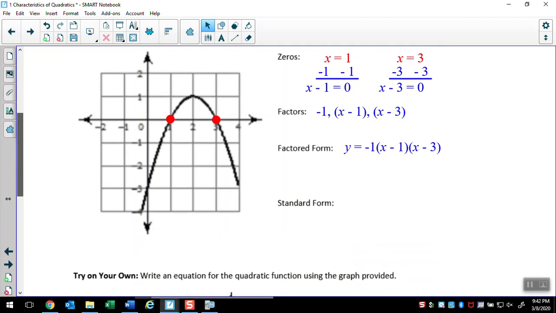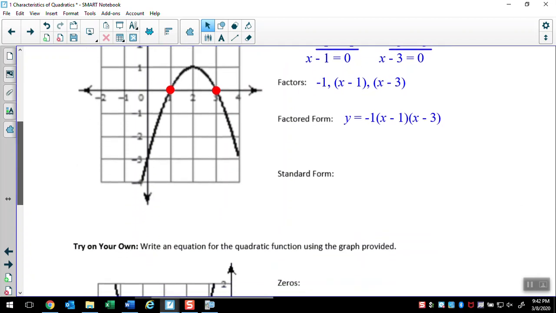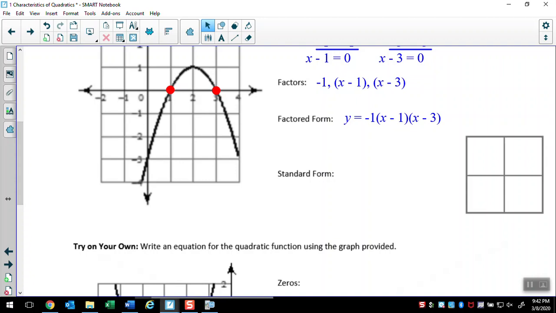Right, well now for my standard form, I'm just going to multiply all these together. So if we remember from last unit, I can make my box, and I can do my x minus 1 on the top and my x minus 3 on the side, and now I can multiply everything together. x times x is x squared, negative 1 times x is negative x, negative 3 times x is negative 3x, and negative 1 times negative 3 is 3. We combine our like terms together, and we end up at this stage here.